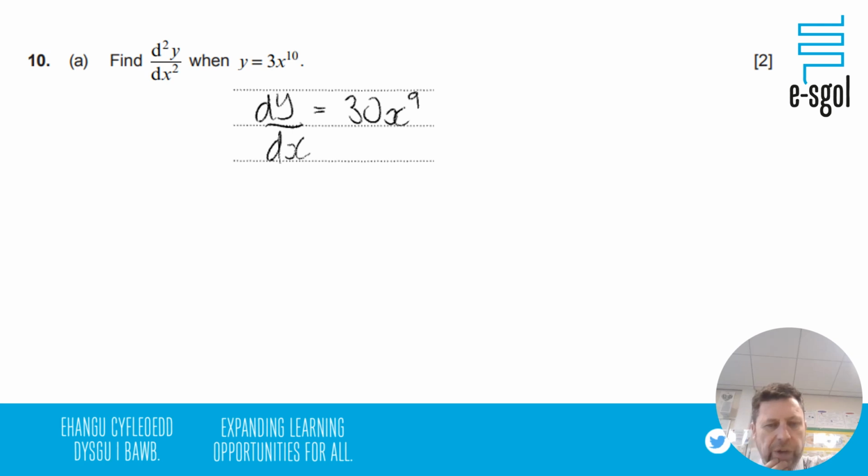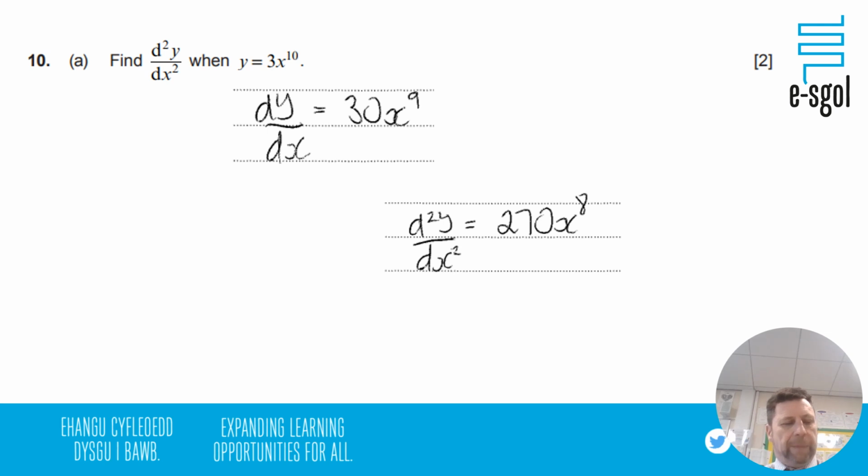Giving us the line of 30, however you've been shown to differentiate, multiply by the power, decreases by 1, I would say. And remember, it's a calculator paper, so there shouldn't be any problems with doing any of the numbers here. Next thing, you differentiate again. It's called d2y dx squared.